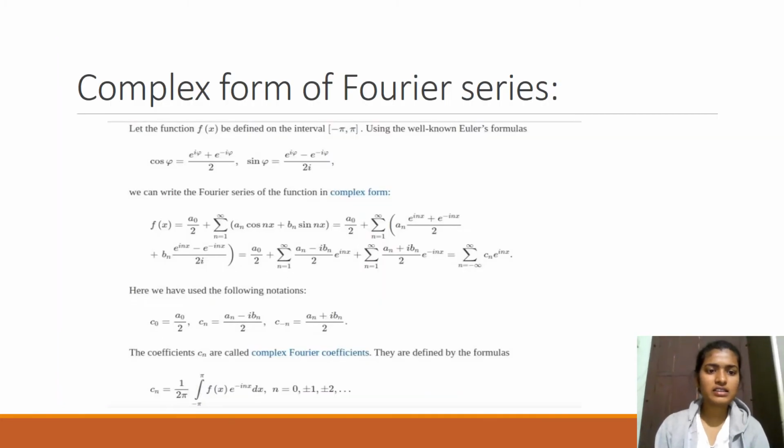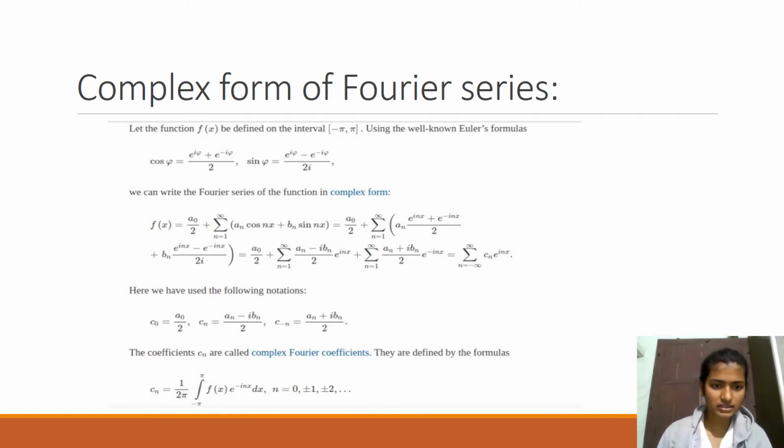Now let's see the complex form of the Fourier series. We already know that cos theta is equal to e to the power i theta plus e to the power minus i theta divided by 2, as well as sin theta is equal to e to the power i theta minus e to the power minus i theta divided by 2i.